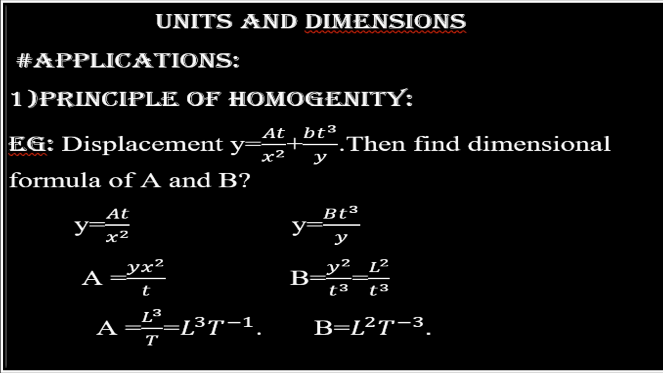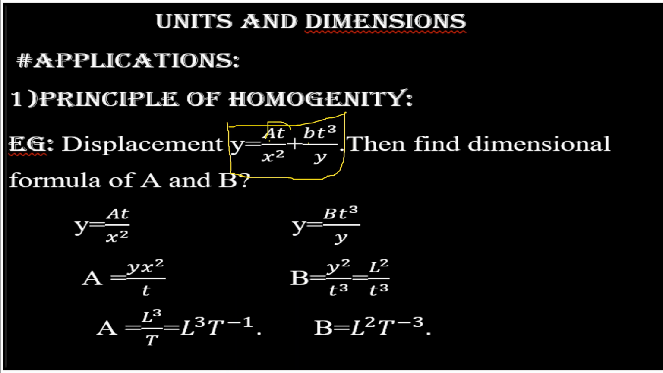Here they give an equation, displacement y equals at by x square plus bt cube by y. Here a is a positive constant, t is the time, x is the length, b is again a constant, t is the time, y is again displacement or distance or length term simply. They asked us to find the dimensional formula of A and the dimensional formula of B. To solve this, we use the principle of homogeneity. How?